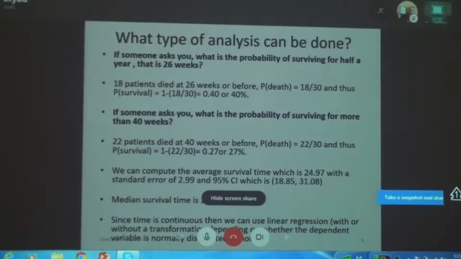We can compute the average survival time, which is 24.97. We can compute the standard error and confidence intervals. We can do median survival. And since it's continuous, we can do linear regression. Sometimes we might need to do a transformation because it's not perfectly, if you want, approximately normal. But we know how to deal with this kind of analysis very easily because there's no censoring.